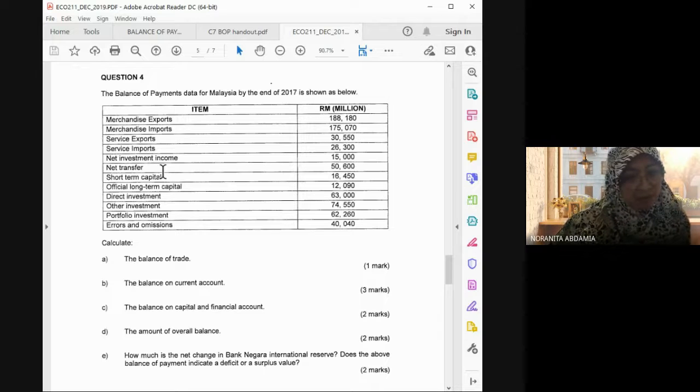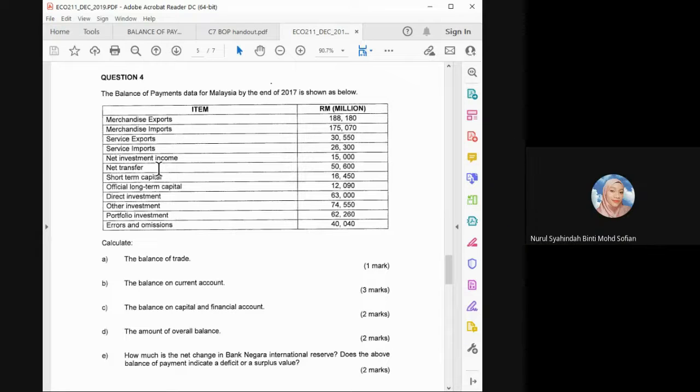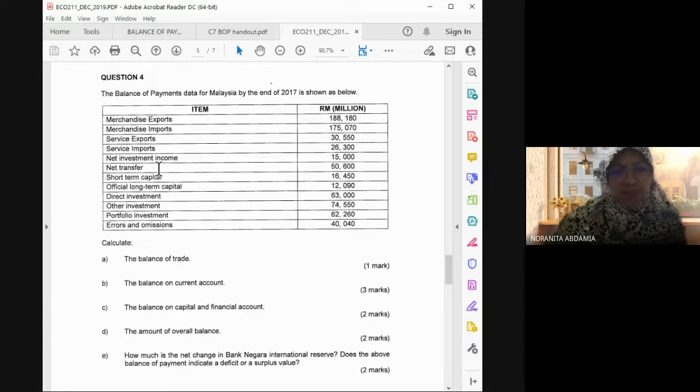They give net transfer, but this one actually refers to, after primary, secondary income or current transfer. It's neatly arranged here, thankfully, which makes it easier. If they gave it scattered, you would have to sort it all out. Okay, so net transfer is according to the secondary income or current transfer.